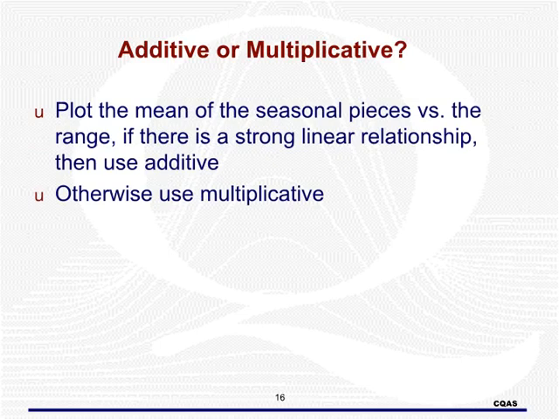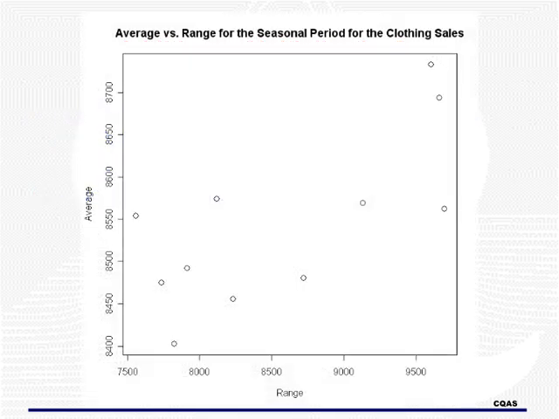If there is a strong linear relationship, then we use multiplicative. If not, then we use additive. Here is the plot of the averages versus the ranges. Since there is not a strong linear relationship, we would choose additive.